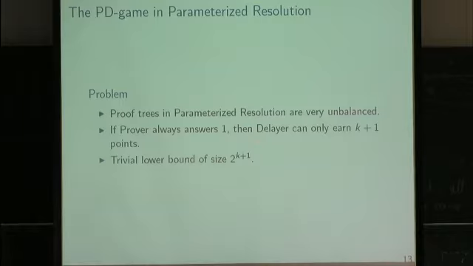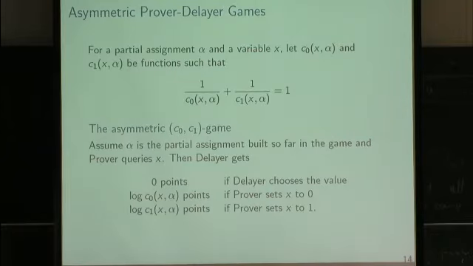So we must do something better, and our idea was to modify this to something we call an asymmetric prover-delayer game, where we assign points asymmetrically, according to some kind of information that the prover is revealing by making his choice. The game proceeds as before, but the delayer will get different points when the prover answers 0 and answers 1.